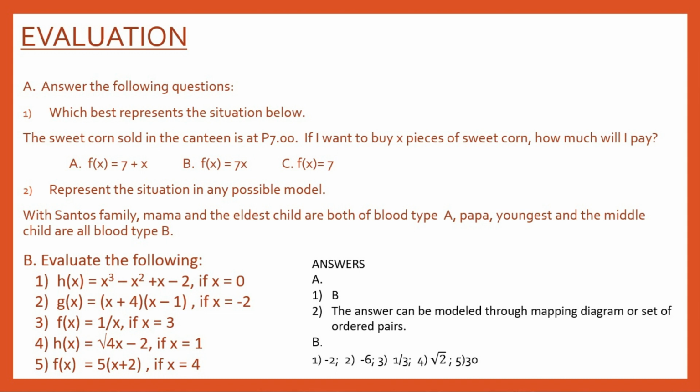Number 4. h of x is equal to square root of 4x minus 2. The terms 4x minus 2 are all under the square root. So, we will substitute x with 1. 4 times 1 minus 2. 4 times 1 is 4. Minus 2 is 2. Therefore, the answer is square root of 2. Number 5. f of x is equal to 5 times quantity x plus 2. If x is 4, so 5 times 4 plus 2, or 6, will give you 30.